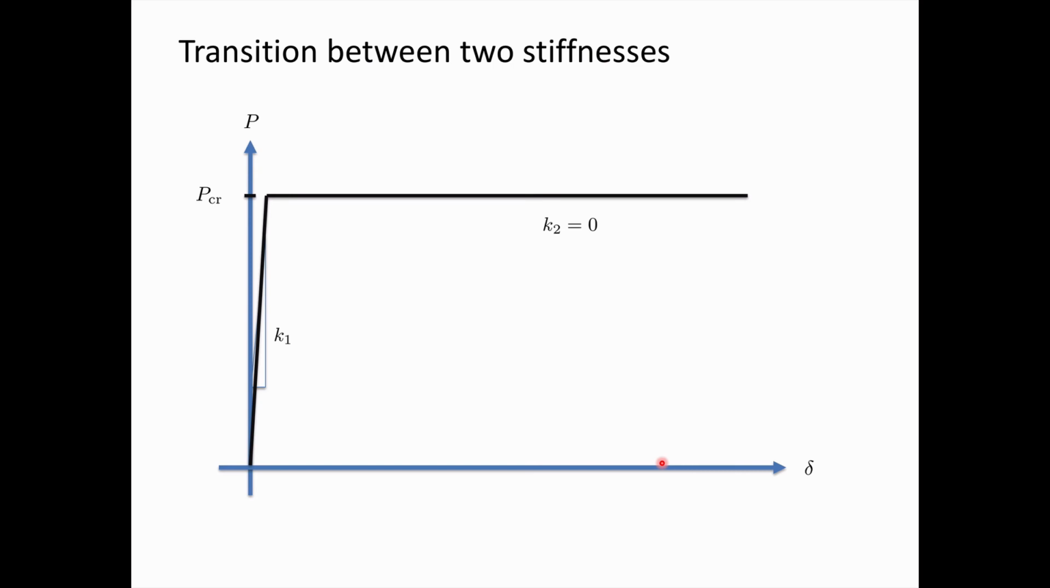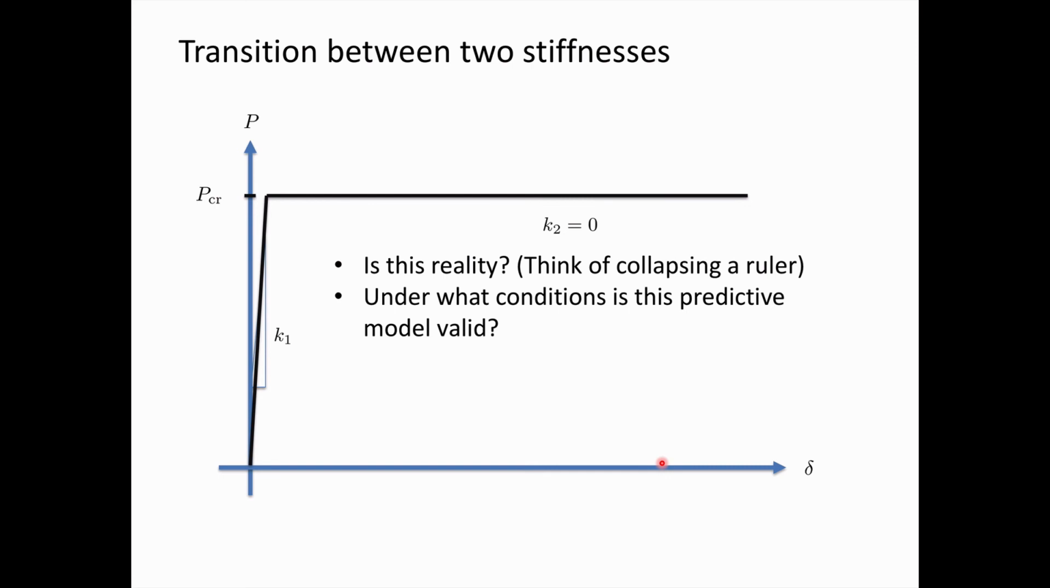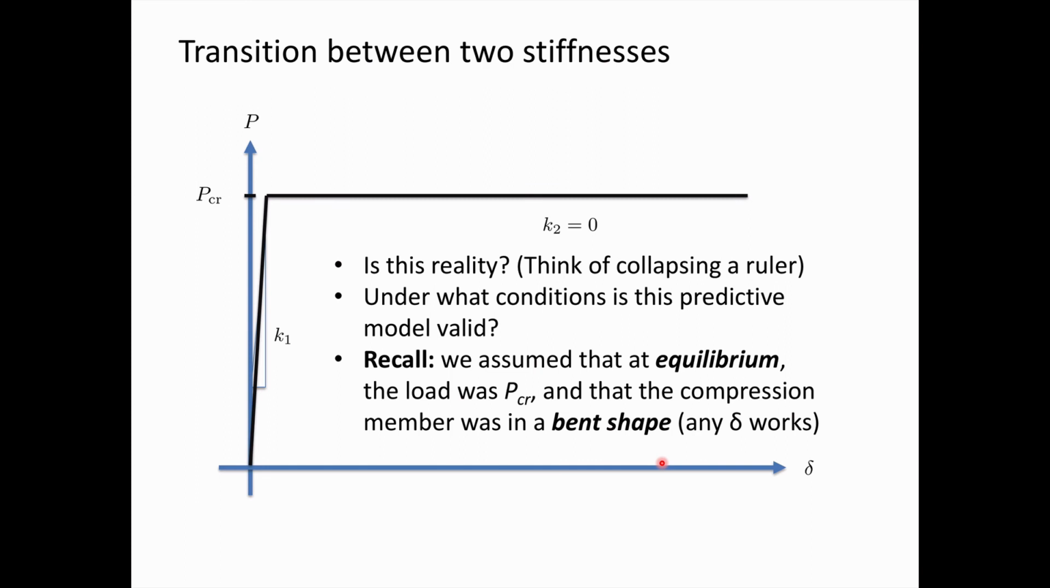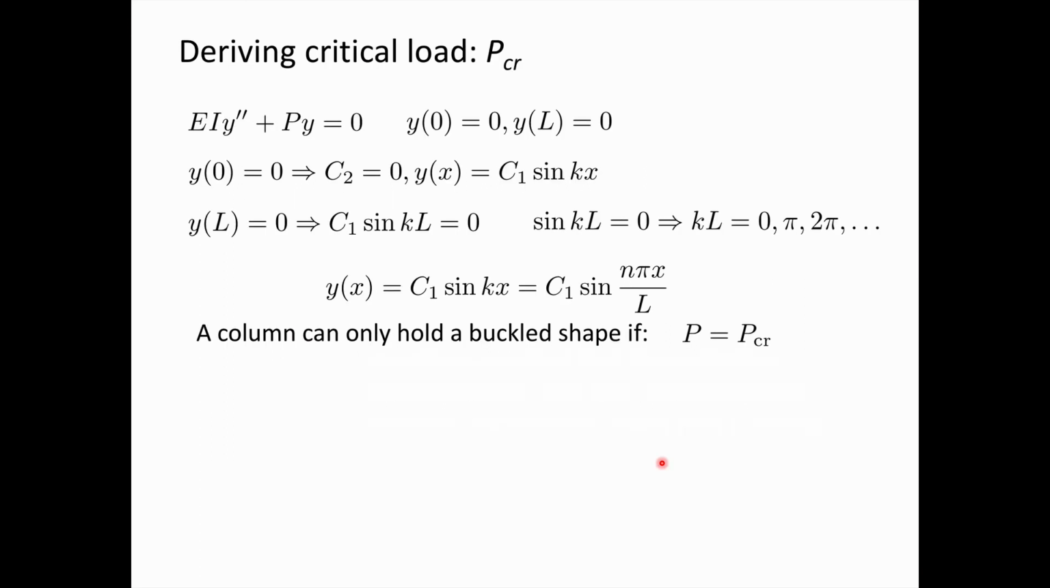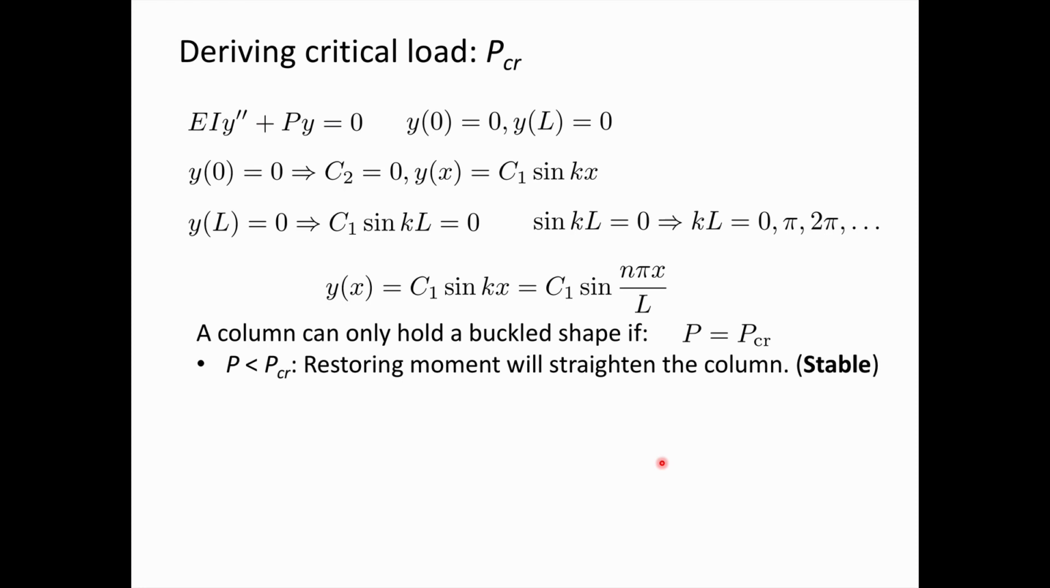This is not necessarily reality, because as we increase deflection, the validity of our linear model is not so good. So under what conditions is this predictive model valid? Small deflections. In other words, any delta works to hold the ruler in a bent shape if we are at the critical load. Okay, so if we start with this assumption, a column can only hold a buckled shape if the load is equal to the critical load.